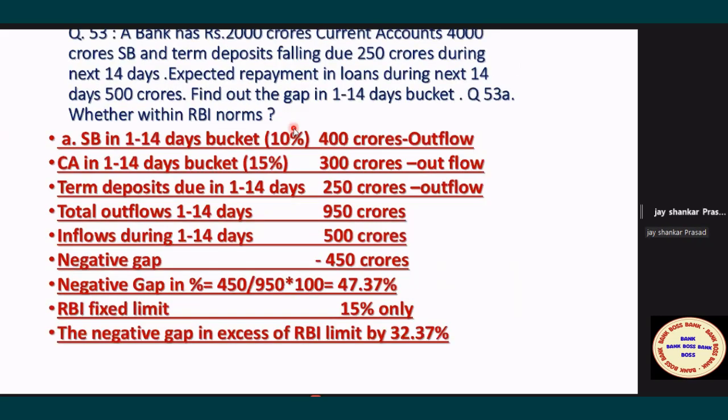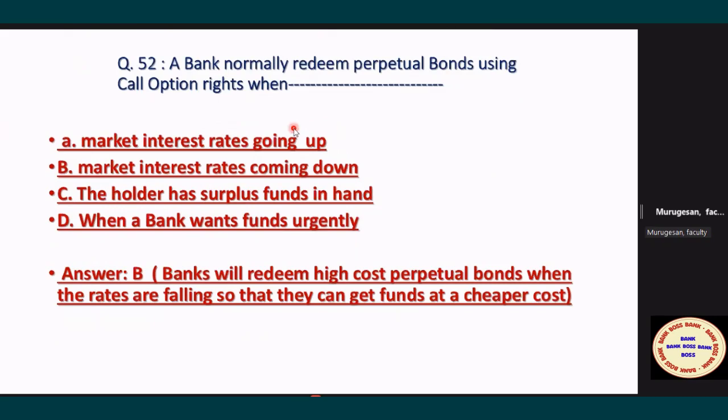For call option, always market interest rate is coming down. Why? Because generally market interest rates are coming down. What does it mean? Now we can get funds at a lower rate. Yes or no? Perpetual bonds are always high cost bonds. So why carry these high cost bonds? You get rid of those bonds. Now you can get the money from the open market at a cheaper rate. So that is why they will ask this question.